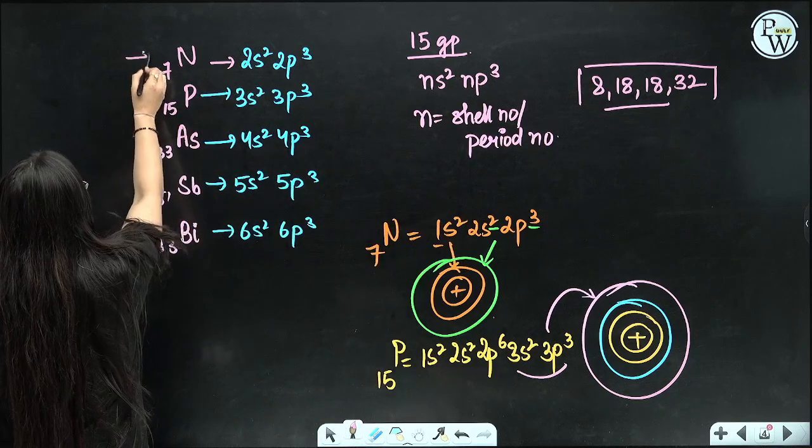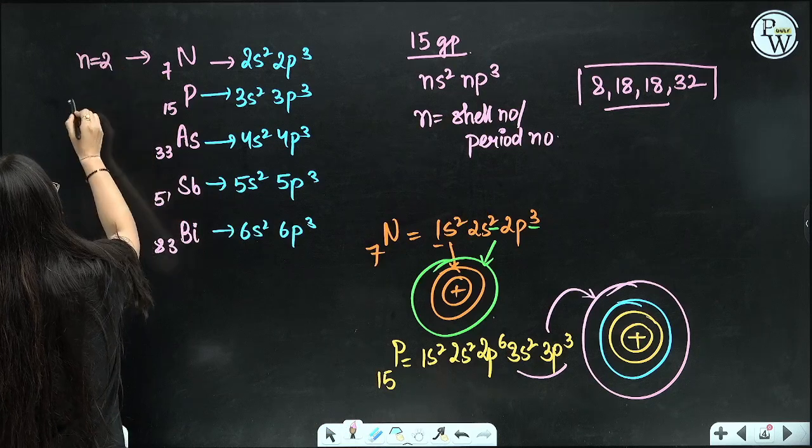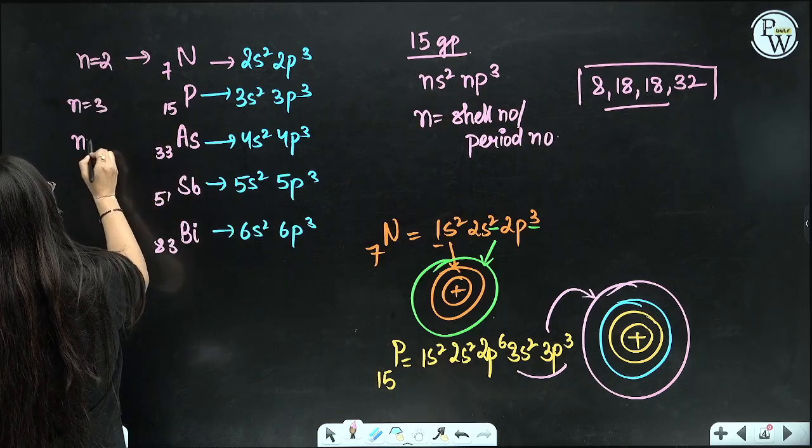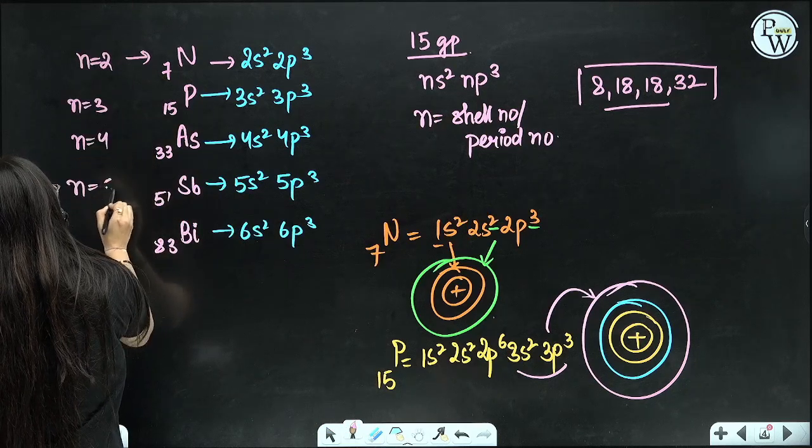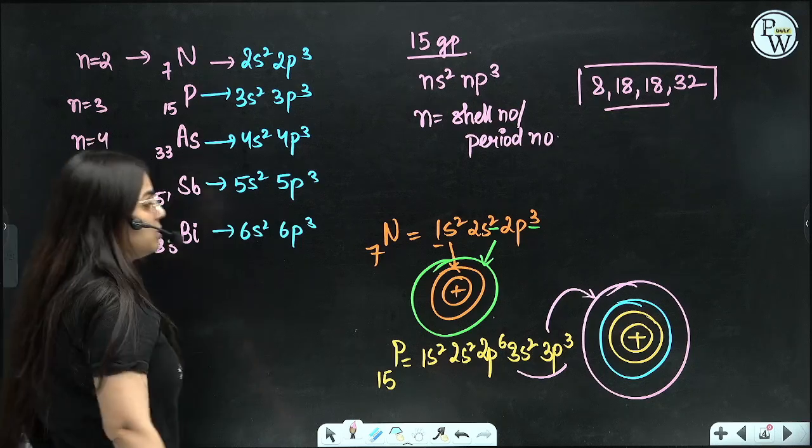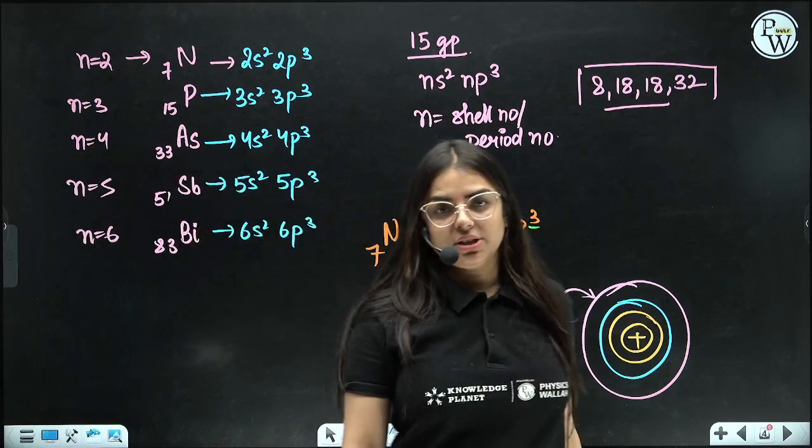N value is 2. Here N value is 3. Here N value is 4. Here N value is 5, here N value is 6. So now you basically know what the electronic configurations are.